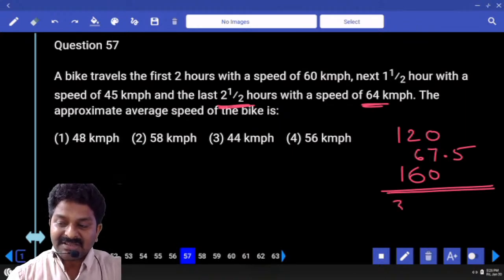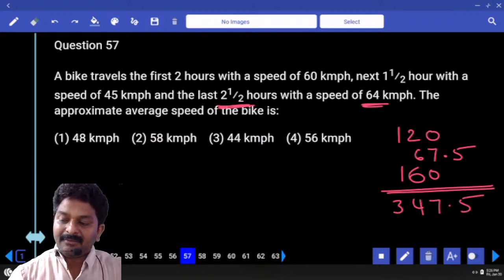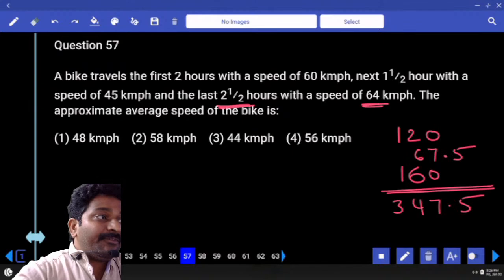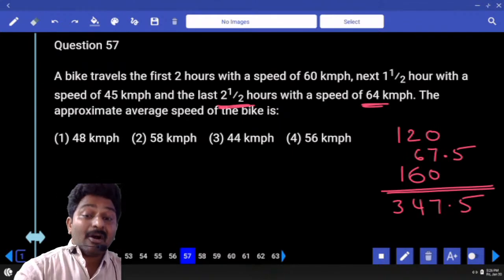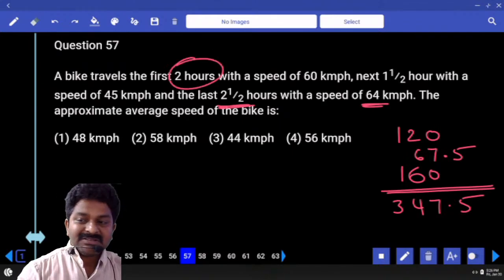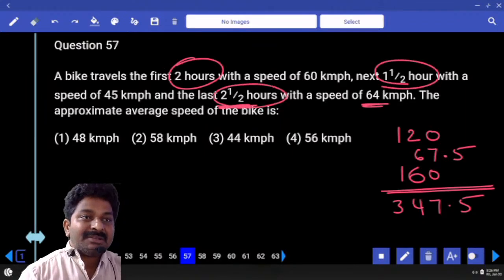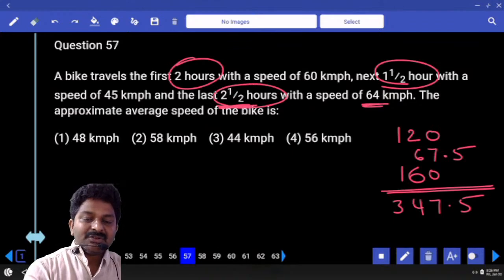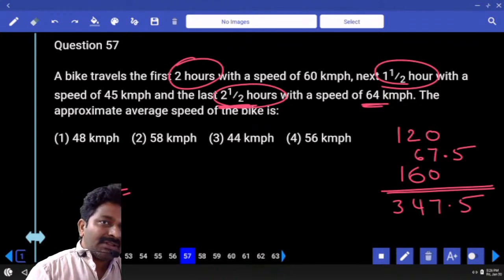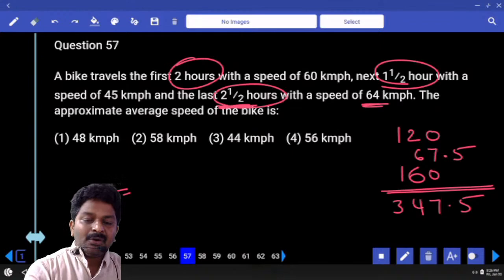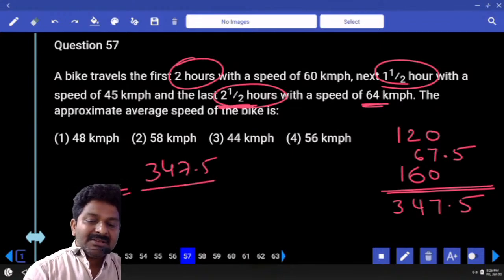Total distance covered is equal to 347.5. 347.5 kilometers distance covered in how much time? 2 hours, 1.5 hours, 2.5 hours. How much is the total time? 6 hours. So to calculate average speed, I am going with total distance by total time. Total distance covered 347.5 in 6 hours.